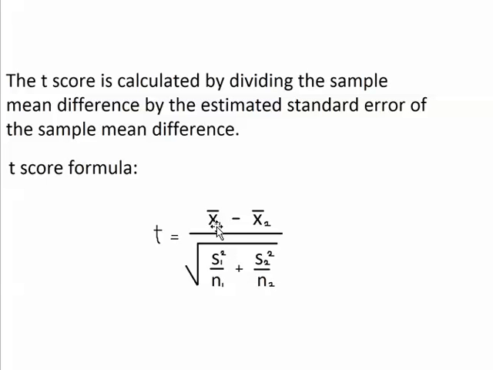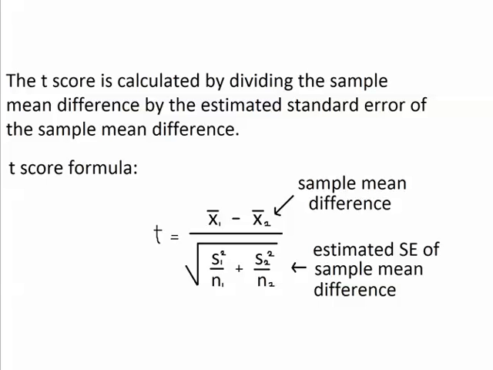So notice these subscripts 1 and 2. This means the mean of sample 1. This is the mean of sample 2. This is the standard deviation of sample 1, the standard deviation of sample 2. This is the size of sample 1, and this is the size of sample 2. And all of that gives you the t-score. The top part of the formula is called the sample mean difference because when you subtract the two sample means, the answer is the difference between the two sample means.